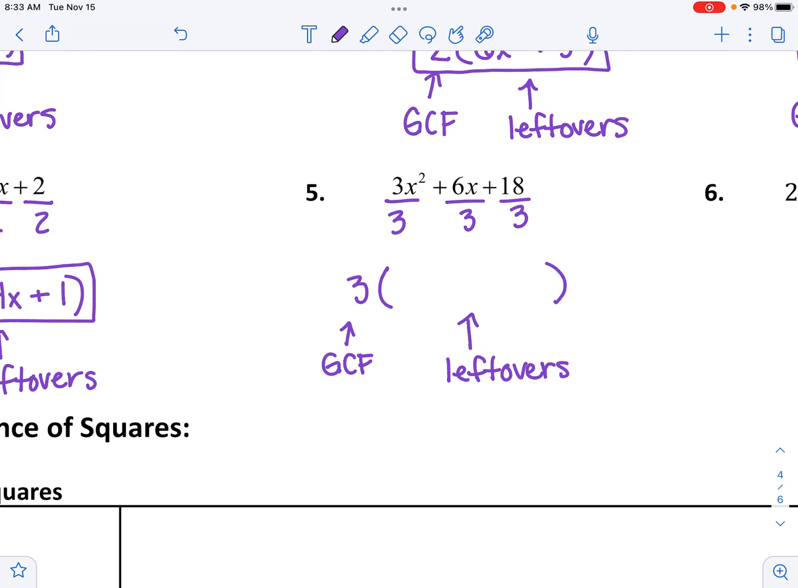3x squared divided by 3, the 3's will cancel, we're just left with the x squared. 6x divided by 3, 6 divided by 3 is 2. We have not taken away that x, so we still have 2x. And last, 18 divided by 3, we get 6, so I bring the plus 6. GCF out front, leftovers in the parentheses. You can always check your work by going back and distributing that back out.